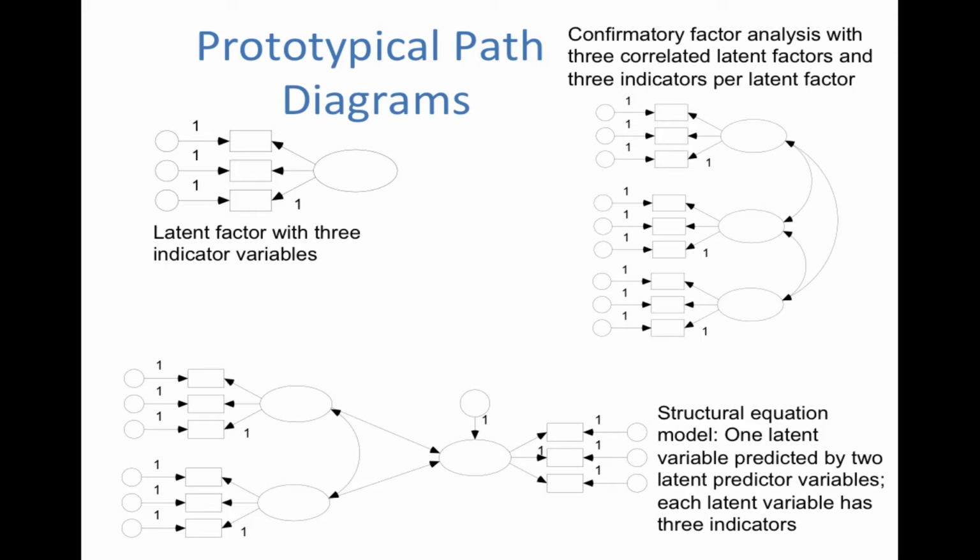There's nothing special about 3, well, there's something a little bit special, but you can certainly have 4, 5, 6, 7, 8 indicators. 3 is often necessary for identification of your latent variable. If you only have 2 indicators, then you often have to do other things like constrain both loadings to be equal.